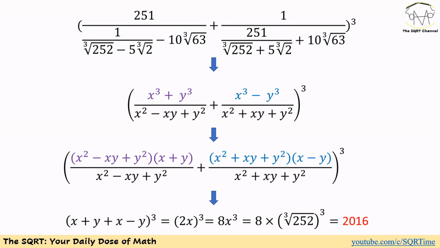We are going to use a similar approach that we used before. Instead of using x cubed plus y cubed, we are going to use x plus y times x squared minus xy plus y squared. We are going to use a similar approach and replace x cubed minus y cubed with x minus y times x squared plus xy plus y squared. Then after removing the common terms, we will end up with x plus y plus x minus y, to the power of 3, or 2x to the power of 3, or 8x cubed.